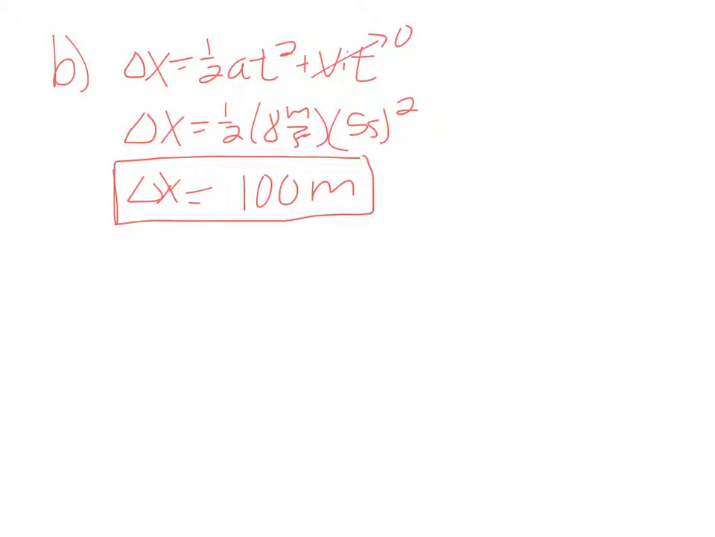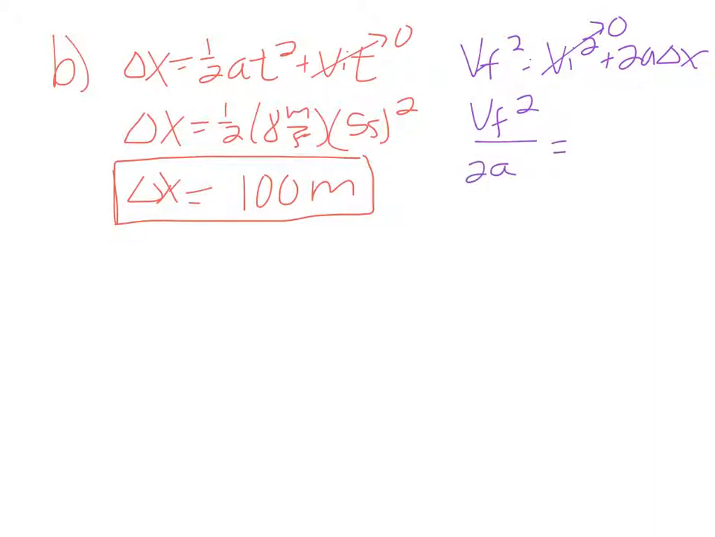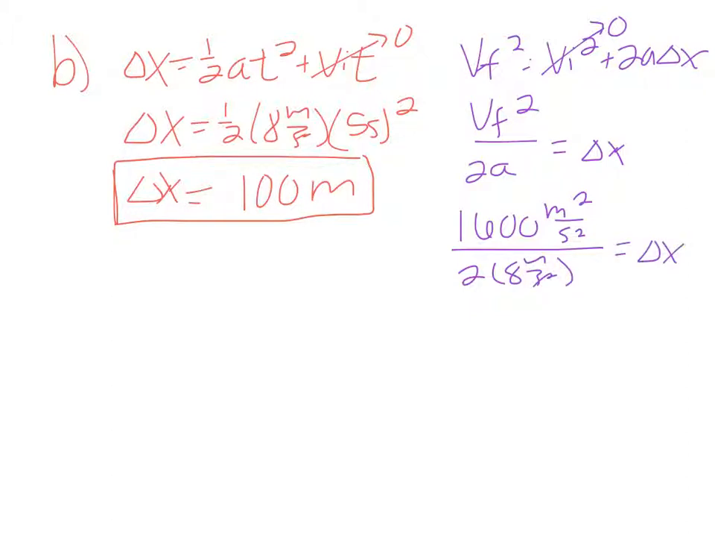This could have also been done using the no time equation, so I'm just going to do this off to the side using that equation as well. V final squared equals v initial squared plus 2a delta x. We should get the same answer. My v initial is 0. V final squared over 2a equals delta x. My v final was 40 meters per second. 40 squared is 1600 meters squared per second squared, divided by 2 times 8 meters per second squared equals delta x. 1600 divided by 16 equals 100 meters.